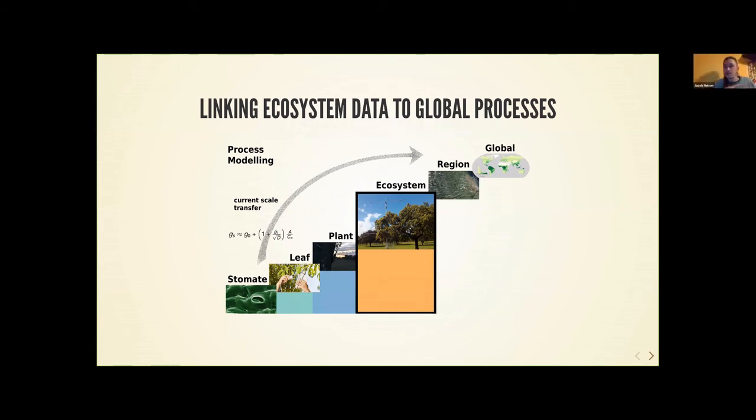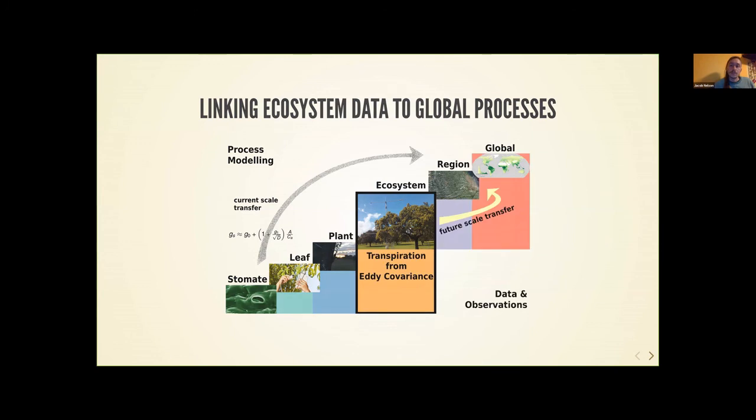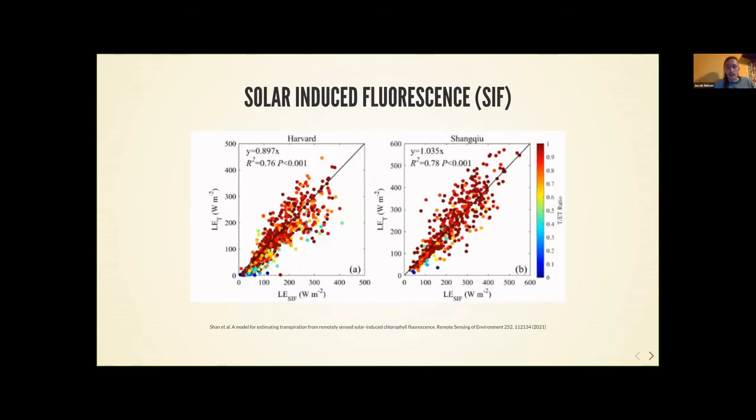Given that we have these ecosystem scale estimates, we'd really like to then even take it a step further and directly relate these ecosystem measurements, which can be paired with remote sensing data in particular, to directly get data-driven observations and predictions of regional and global fluxes. So here, just a couple examples.